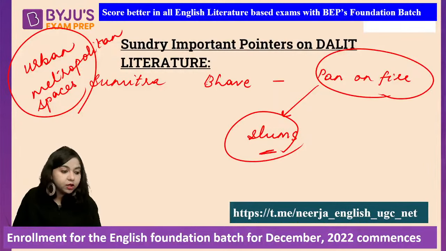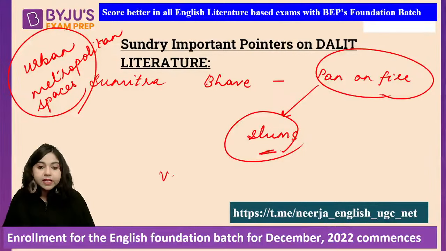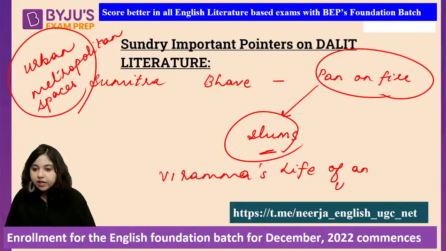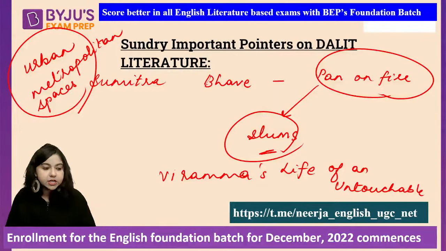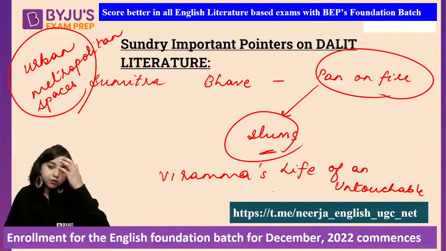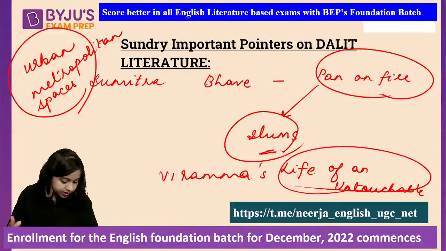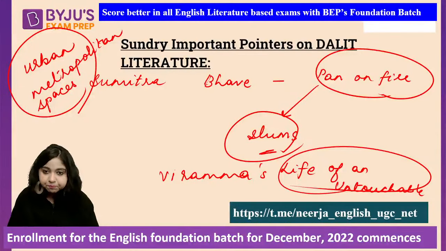You're still getting a lot of ridicule altogether. Similarly, you have Viramas, Life of an Untouchable. So this is a work by Virama, Life of an Untouchable. Again, it tries to tell you about how the Dalits are deprived of identity, how the Dalits are not given any identity whatsoever. That is also something that is being discussed.